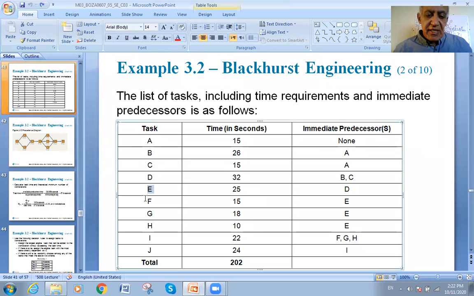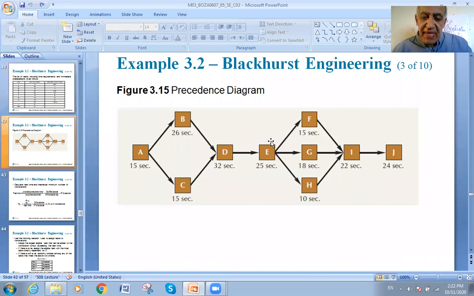The stage E, like you see, is 25 seconds. But I have to watch out: is there any phase before stage E? Yes, stage D is before E. So here I will make E 25 seconds, and I know that D is before E, so I will draw a line in between D and E. When you read it, you will see stage E is 25 seconds and preceded by D, which was 32 seconds.